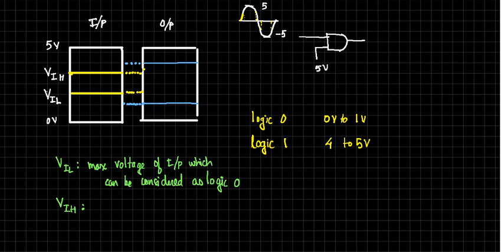Similarly, VIH is nothing but the minimum voltage for input to be considered as logic 1. What is in between is an indeterministic state. It will be like a hanging state, neither 0 nor 1.